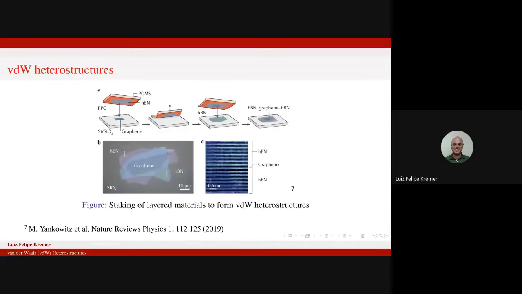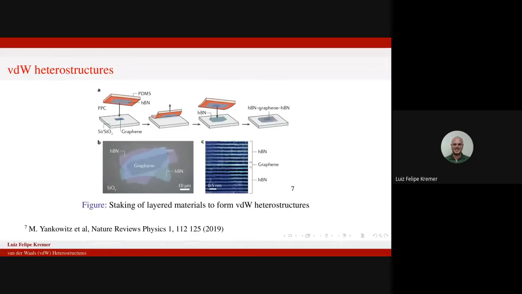So why talk about layered materials when I was talking about heterostructures? Now that you have this kind of material, you can stack them and form a heterostructure. That's why we call them van der Waals heterostructures. So you don't need to grow one on the other. You simply start to put one over the other.